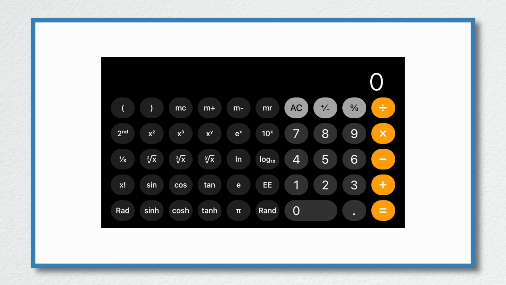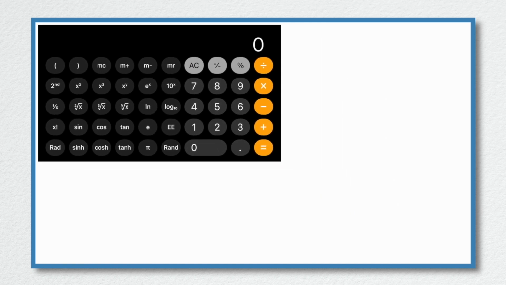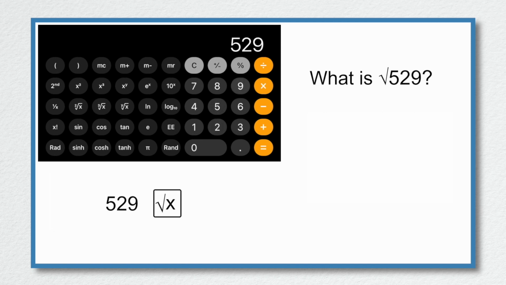Again, it's important before you start doing any calculation to press this button here to clear any calculations that might be in the calculator. Otherwise, you might get an incorrect result. So what is the square root of 529? What we do is we type in 529, press our square root button here, and it gives us the answer 23.